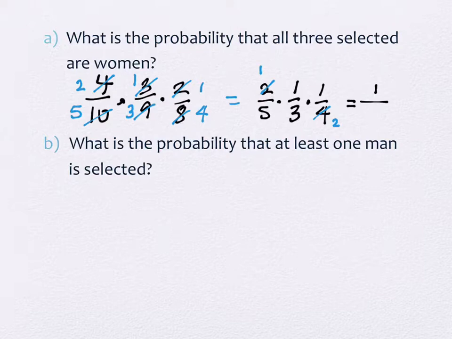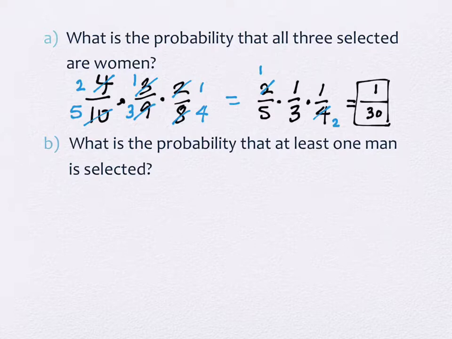You'll end up getting 1 out of what? 30. 1 out of 30. That is not very likely, right? It's not very likely to happen. 1 out of 30 chance that we end up with 3 females going on this trip.